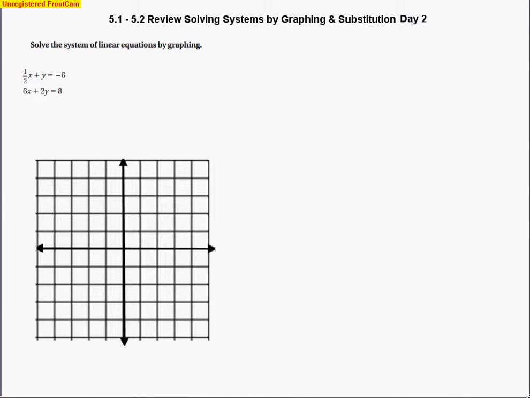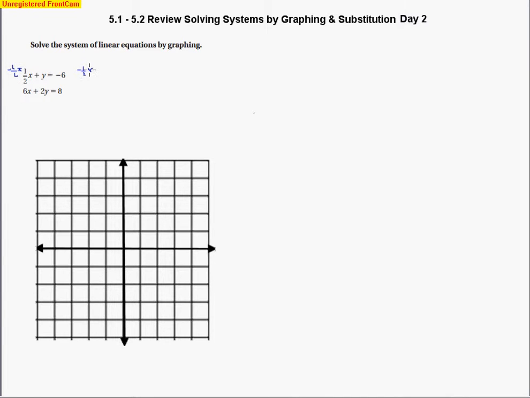This is the second day of review of Chapter 5, Sections 1 and 2, Solving Systems by Graphing and Substitution. So let's take a look at our first problem here. They're asking us to solve the system by graphing. So the first step I'm going to do is get y by itself. I'd like to use the slope-intercept form to graph, and that's what I'm going to go ahead and do.